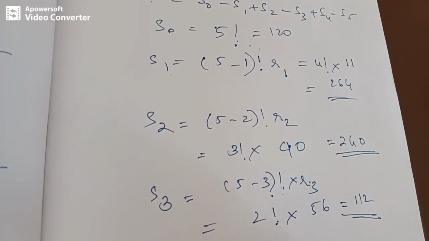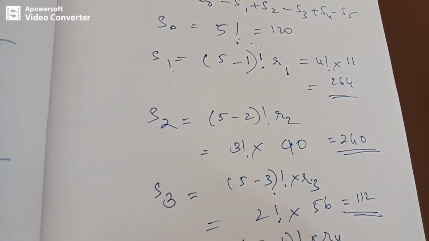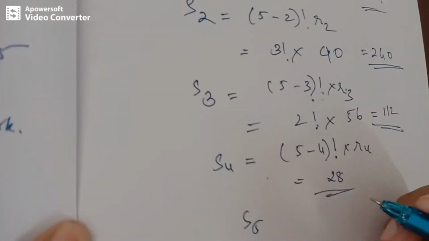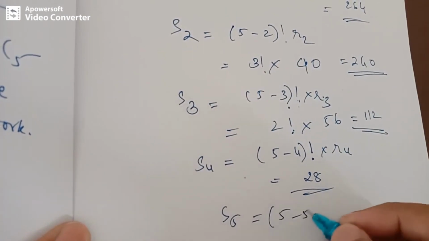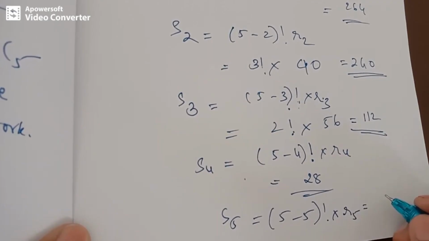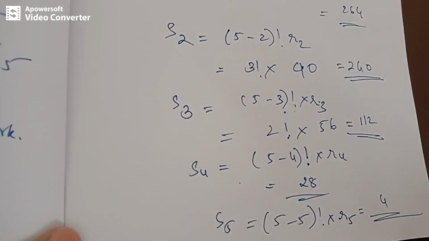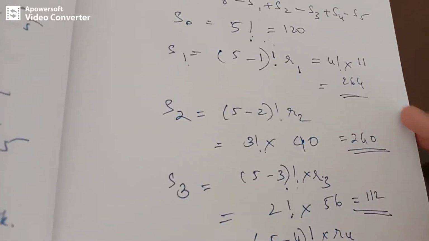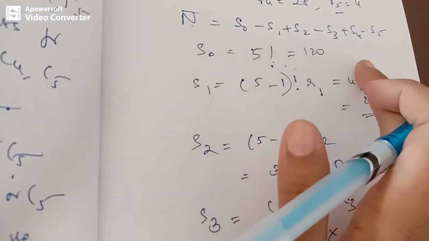And S4, we have to calculate up till S5. So S4 is 5 minus 4, the whole factorial into R4, which is 1 factorial into R4 value 28. And S5 is 5 minus 5, the whole factorial into R5. R5 value is 4. So let's substitute all these values in this equation, N complement.